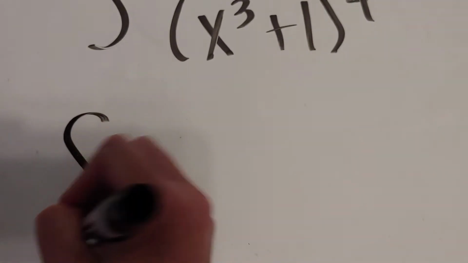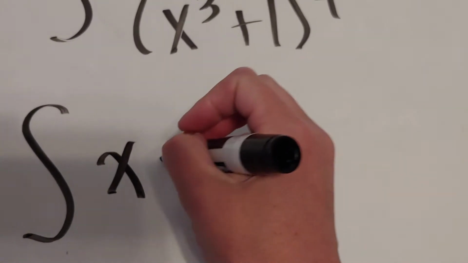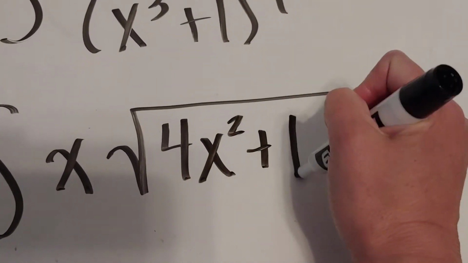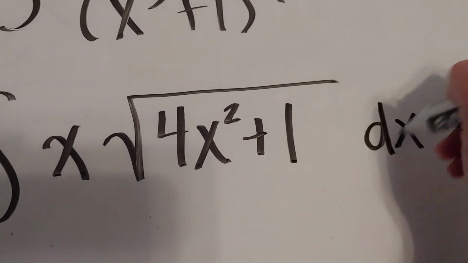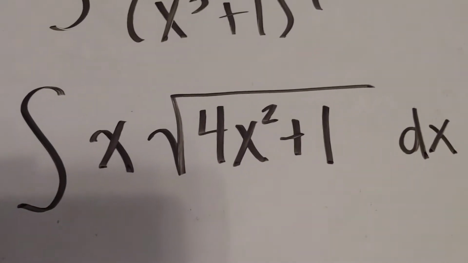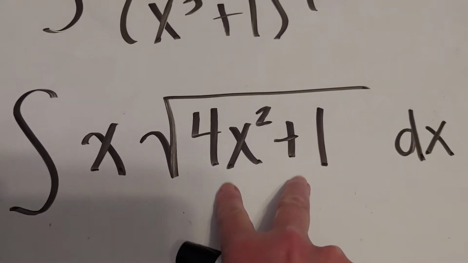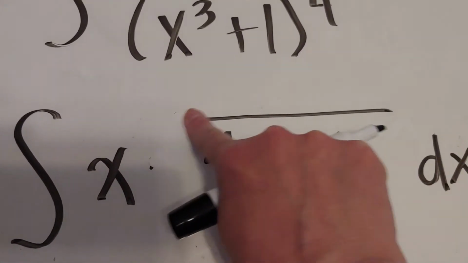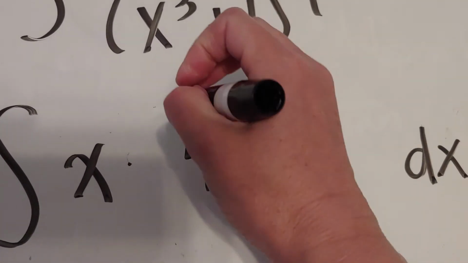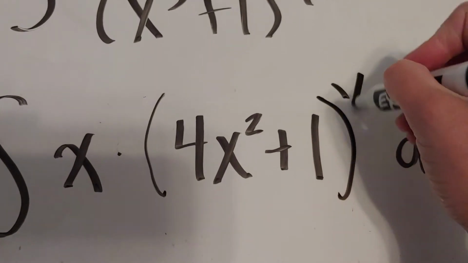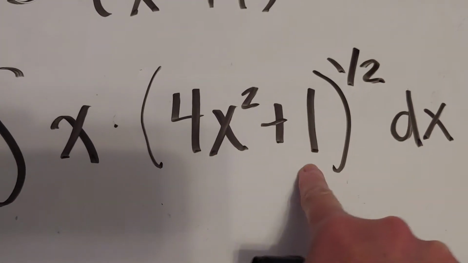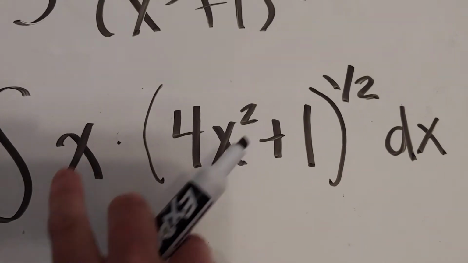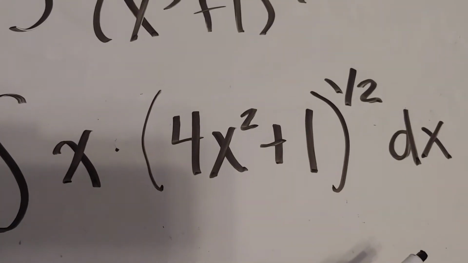What if I had x times the square root of 4x squared plus 1 dx. Okay, now you may be thinking, well, Jen, this doesn't look like the other ones. Well, remember that roots we can always rewrite as fractional exponents. So let's see if we now agree. I've got stuff in parentheses with the power, extra stuff outside. Okay, so that's how you recognize a substitution problem.